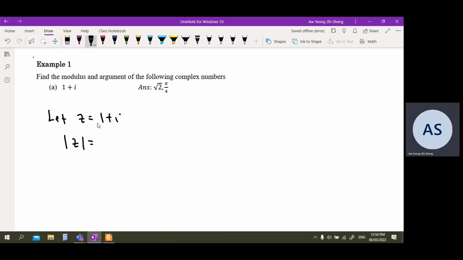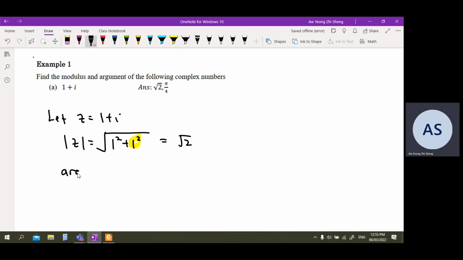Okay, so here the modulus of z will be the square root of x squared plus y squared. So the real part squared, the imaginary part squared. Remember, the imaginary part is simply the coefficient of i. We do not put i into this formula. We only put the coefficient of i, then square it. Okay, so that gives you the square root of 2.